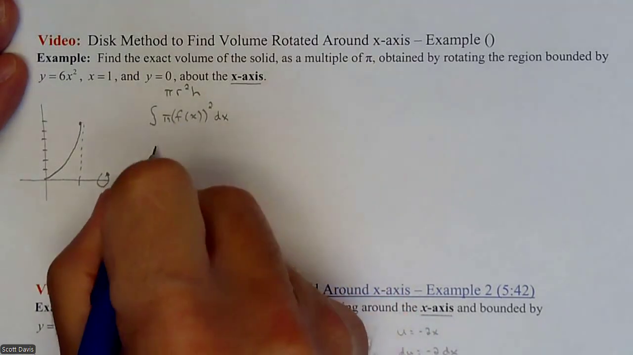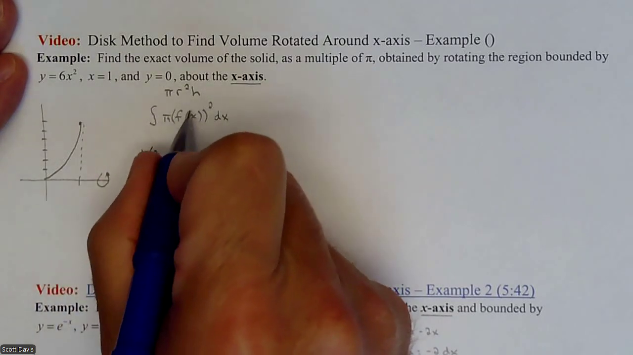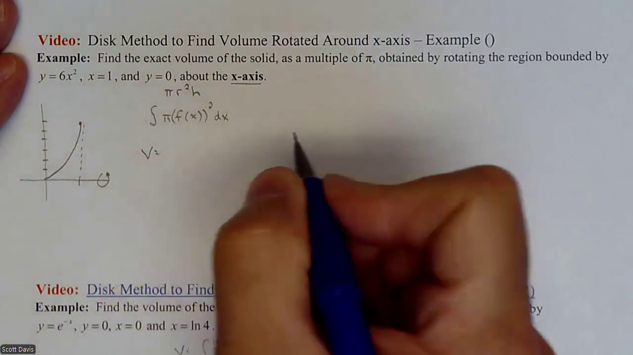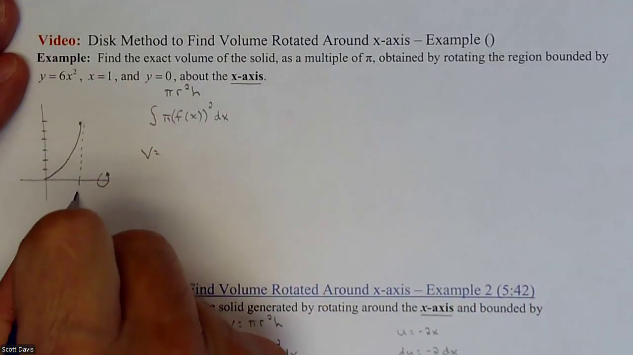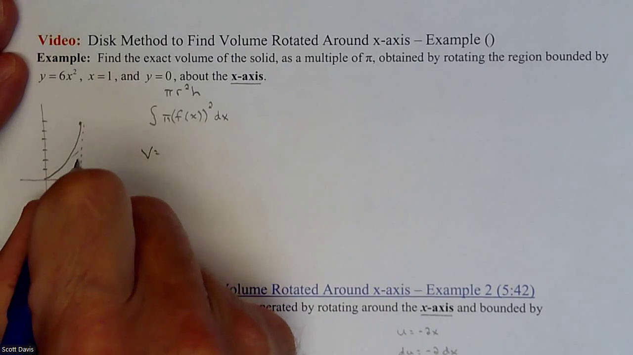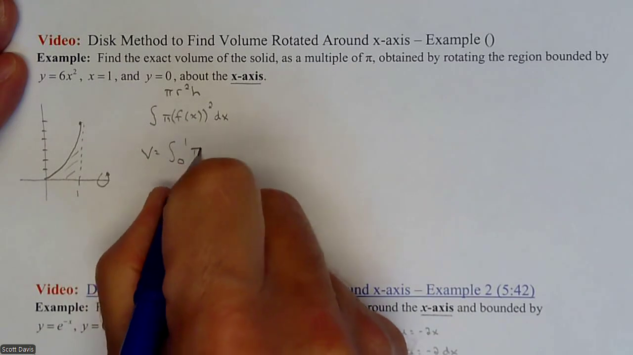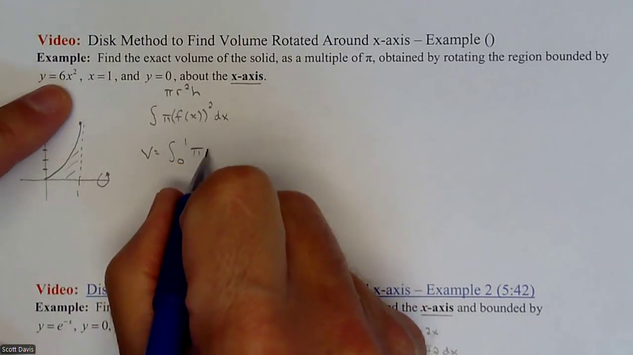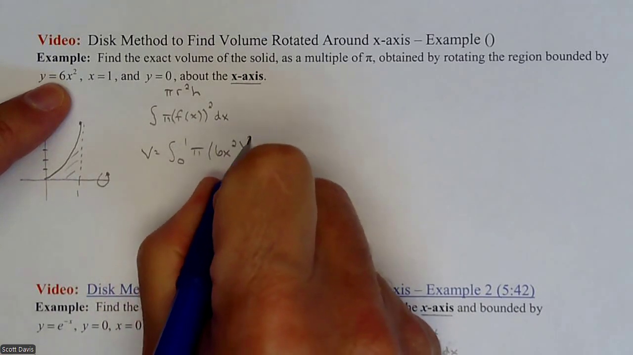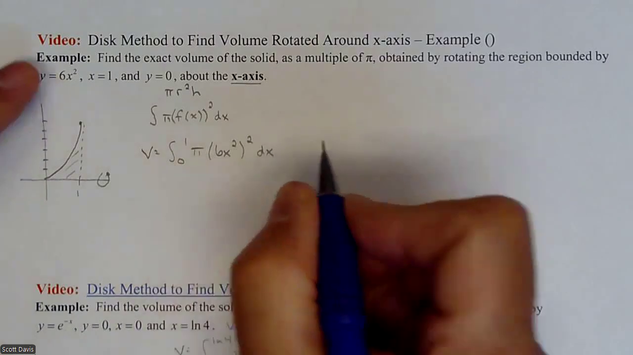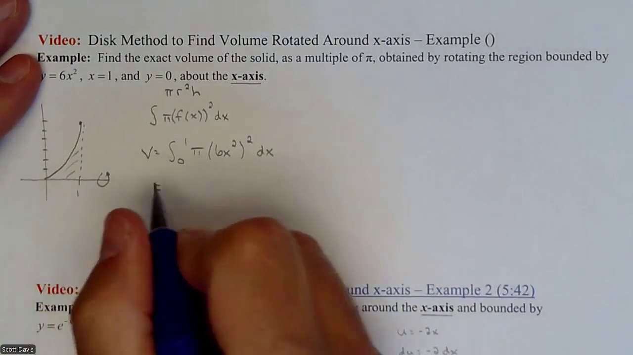So our trick basically is we need to figure out what our bounds are and what equation it is that we're squaring, and then we'll do the math. So this is going from 0 to 1, and we're going to be rotating this around. So 0 to 1, pi r squared is this equation. So 6x squared, squared, dx. All right, so not bad. Let's see what this turns into.